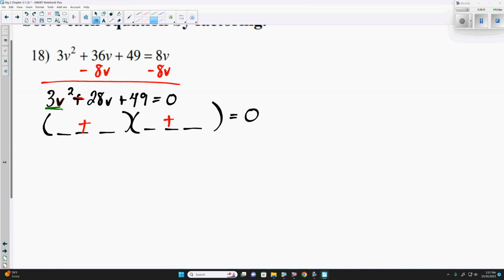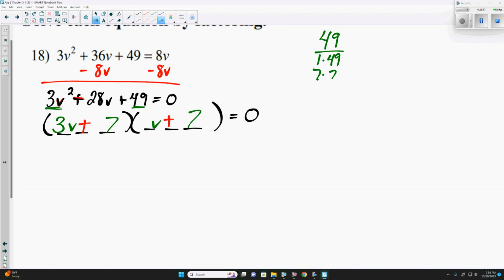Now we do need the factors of the first and third term. Well, with our v squared, we would have v and v, and the factors of 3 are 1 and 3, 3 and 1. Those are the only factors, so we need to plug 3 in one of the two places. Now we don't necessarily have to write the 1, mainly because 1v and just v are the same thing. Now our factors of 49 are 1 and 49, and 7 and 7. Which one do we want to try first? 7 and 7.